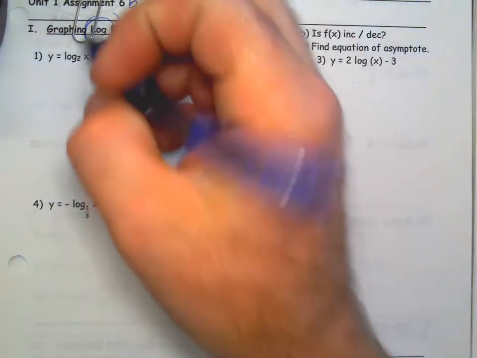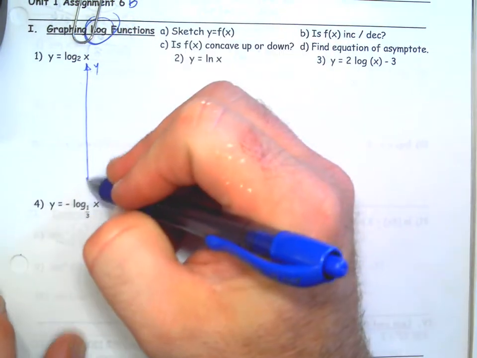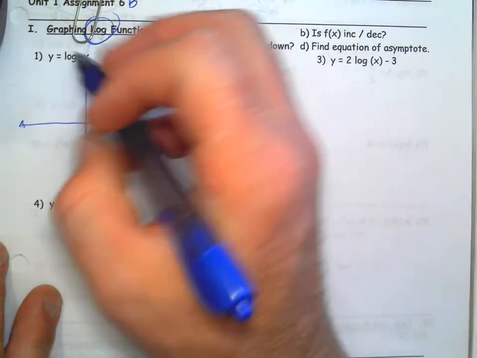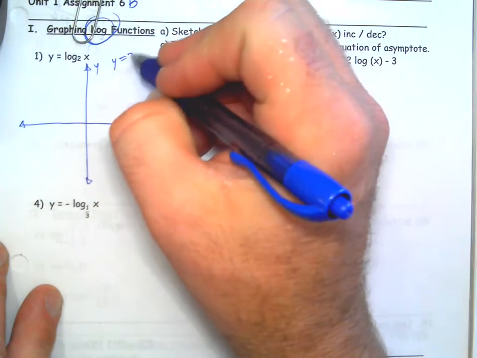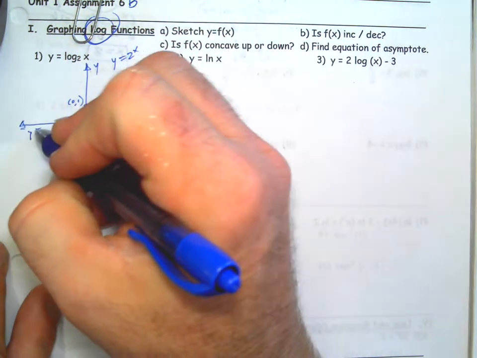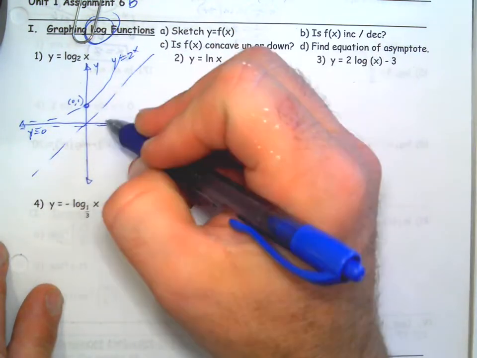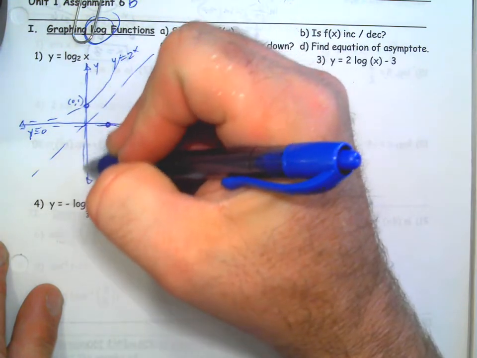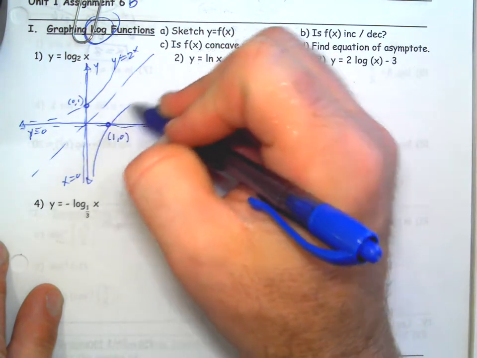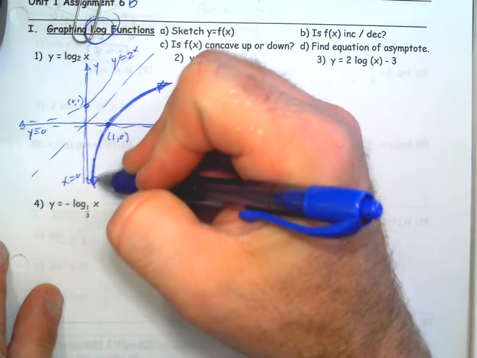So first one. A lot of times what I like to do on these is to graph their inverse function first, because those inverse functions are really easy. So the inverse function would be y equals 2 to the x, which would go through 0, 1, horizontal asymptote, y equals 0, and would look like this. So the corresponding log function has vertical asymptote x equals 0, x-intercept 1, 0 instead of y-intercept, and looks like a reflection across y equals x. I don't know, that's how I do it.